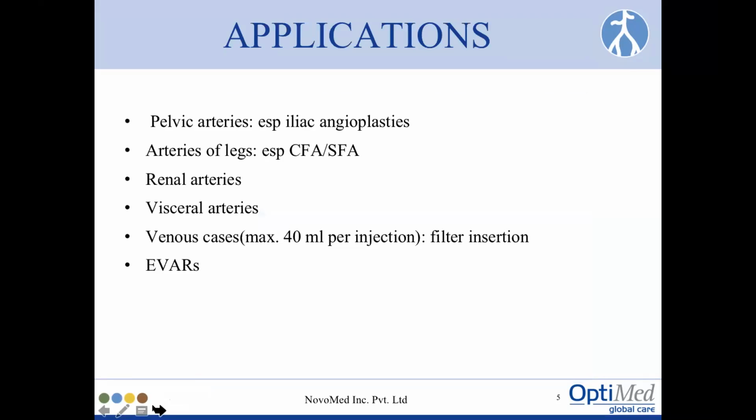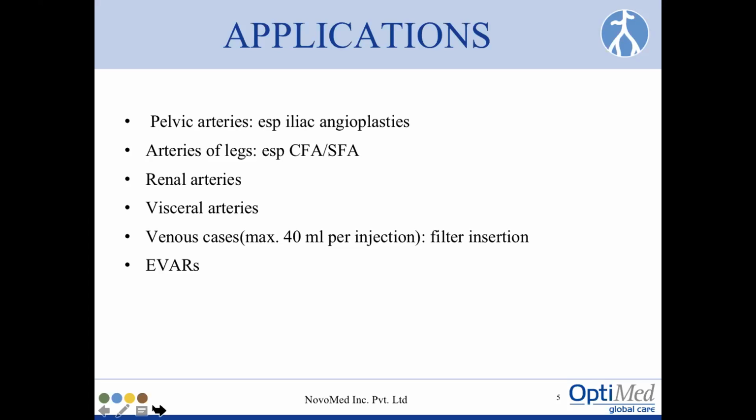So where are these useful applications for carbon dioxide angiography? Commonly in my practice, most of the CO2 angioplasties that I do are for aorta and iliac disease. We commonly do it for the legs, especially the CFA and SFA, sometimes for the renals, sometimes for the viscerals. Venous cases have been described. I'm not very fond of actually using it except for filter insertion.